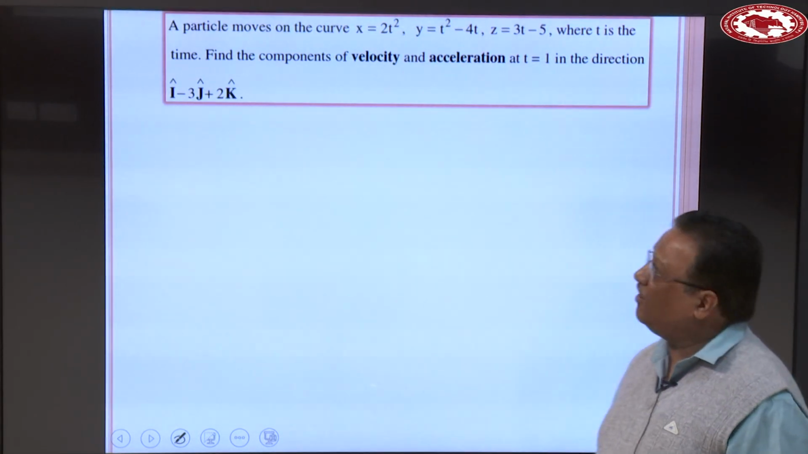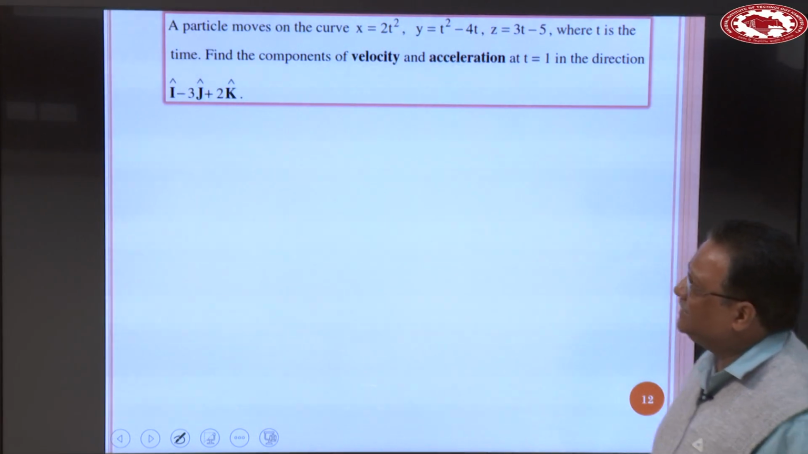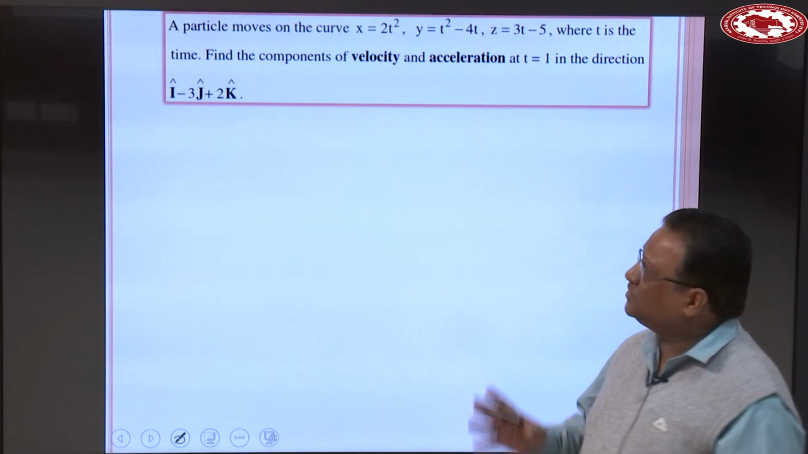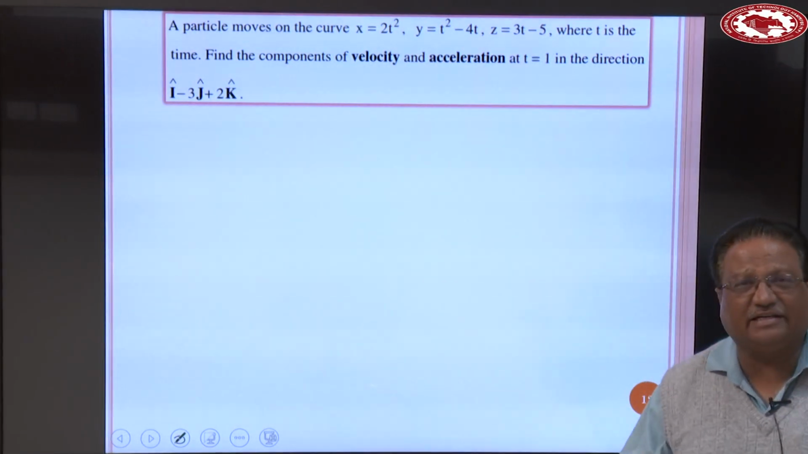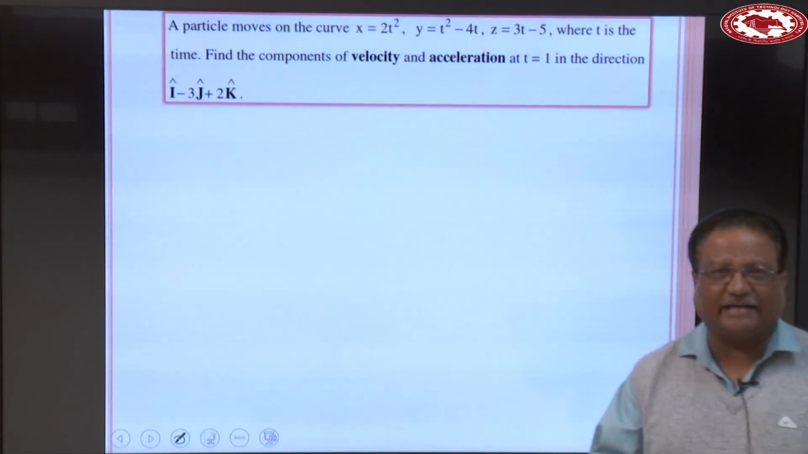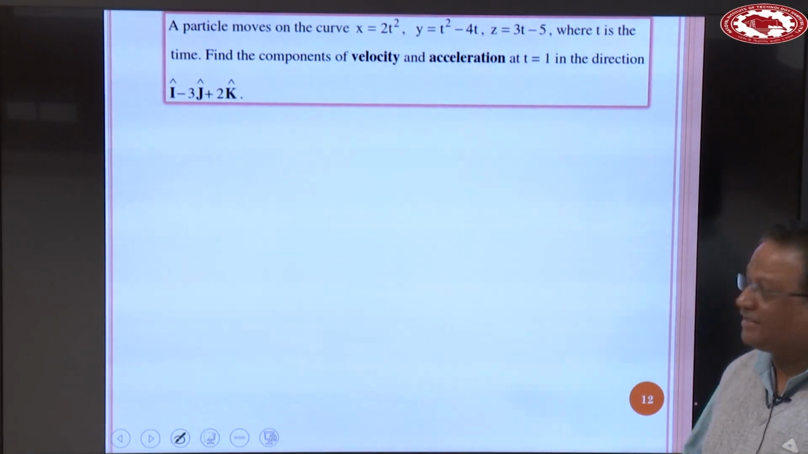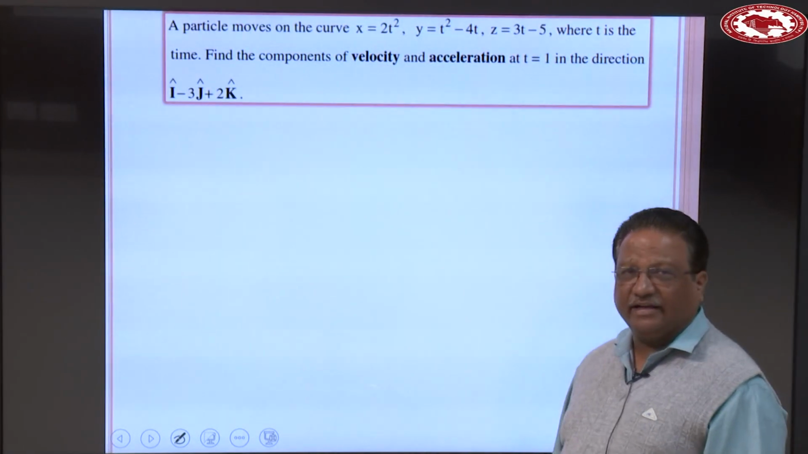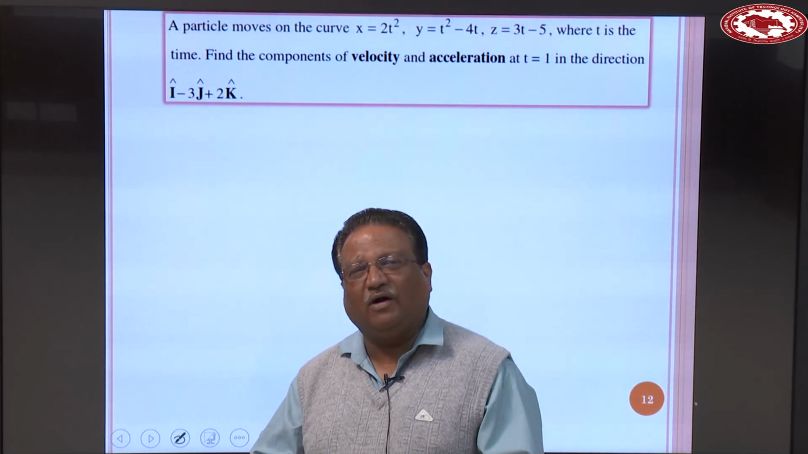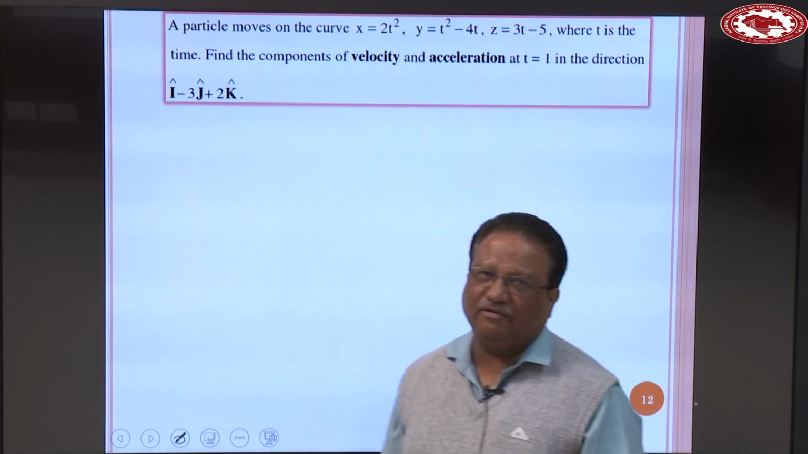In the direction of i cap minus 3 j cap plus 2 k cap. तो एक पर्टिकुलर डायरेक्शन दे रखी हुई है, उस डायरेक्शन में आपने वेलोसिटी और एक्सेलरेशन के कंपोनेंट को निकालना है. पहले क्या था, एक टाइम t इक्वल टू 0 पर कैलकुलेट करना है, बट यहां पर एक डायरेक्शन दे रखी हुई है. ठीक है. तो कोई भी कंपोनेंट किसी भी डायरेक्शन में निकालना हो तो उस कंपोनेंट को आप उस यूनिट वेक्टर के साथ आप कर सकते हो.